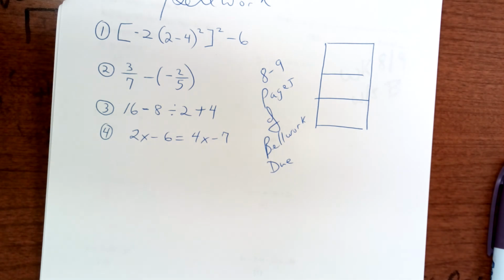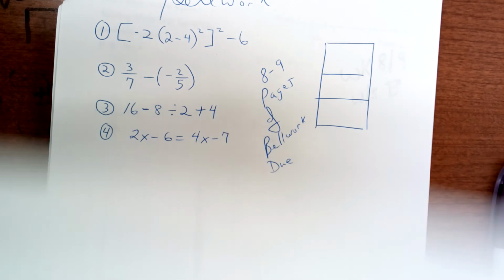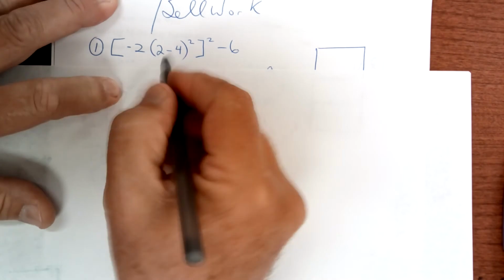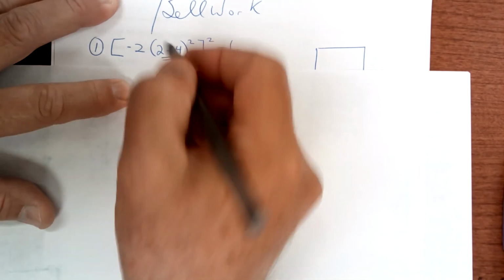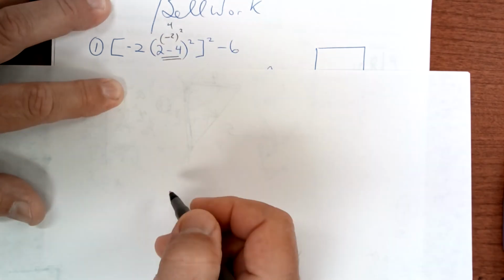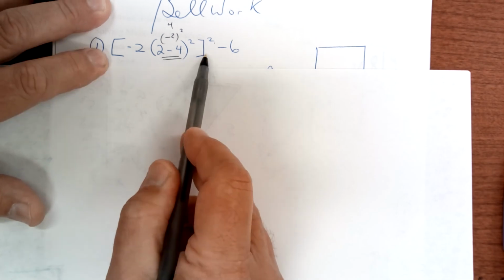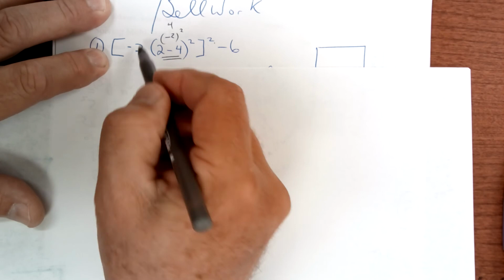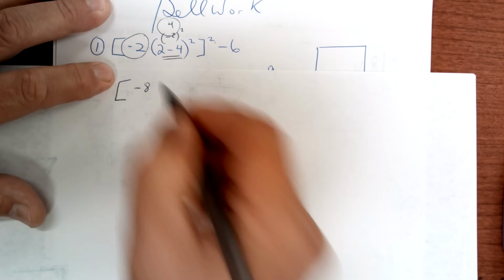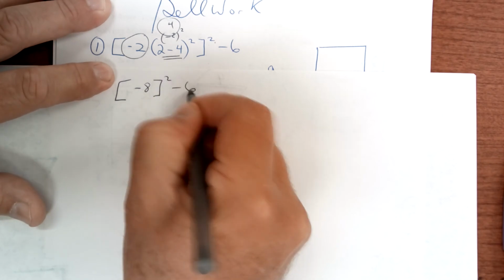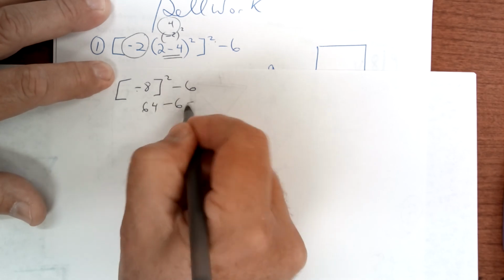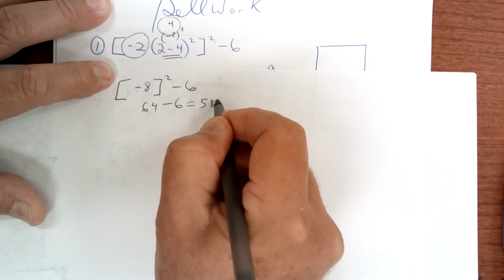Let's try this. All right, well, this right here is order of operations. So you have to do the innermost parentheses first, and when you do, you get a -2. But a -2 squared is going to be a +4. Since this is outside the bracket, you have to wait before you square it. So I'm going to multiply these two together. So I'm going to get bracket -8 and then quantity squared, -6. That gives me 64. Negative times a negative is a positive. And when I subtract, I get 58, and that is the answer.